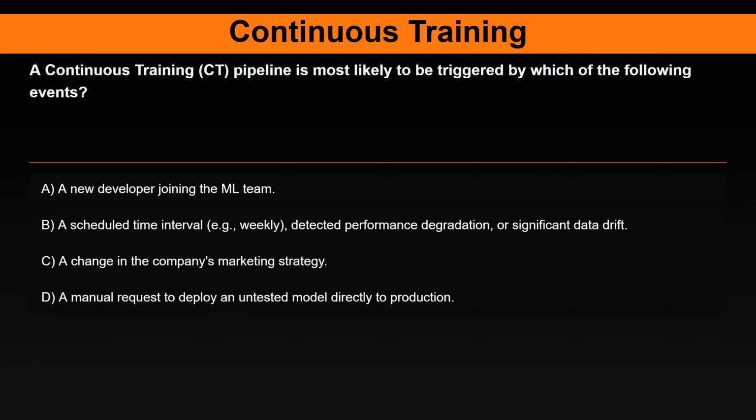Question 21. A continuous training, CT, pipeline is most likely to be triggered by which of the following events? Option A. A new developer joining the ML team. Option B. A scheduled time interval, e.g., weekly, detected performance degradation, or significant data drift. Option C. A change in the company's marketing strategy. Option D. A manual request to deploy an untested model directly to production.